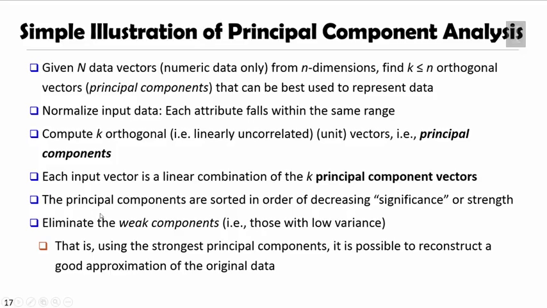Then we can eliminate the weak components, that means those with very low variance. We use the strongest principal components to represent the data sets. It is possible to construct a good approximation of the original data. Then we can find the clusters just on those strongest principal components. This is principal component analysis.